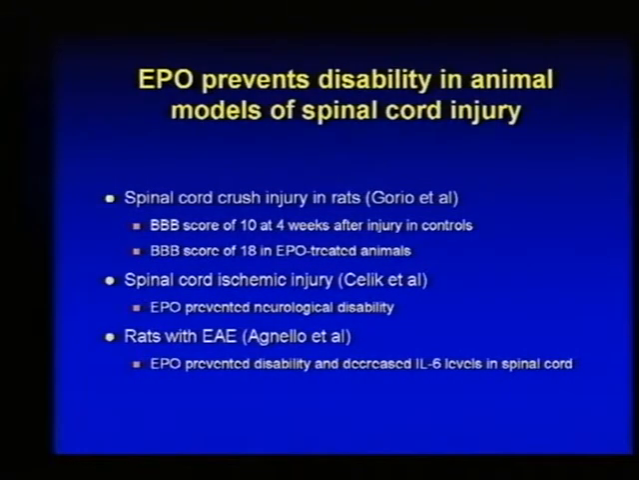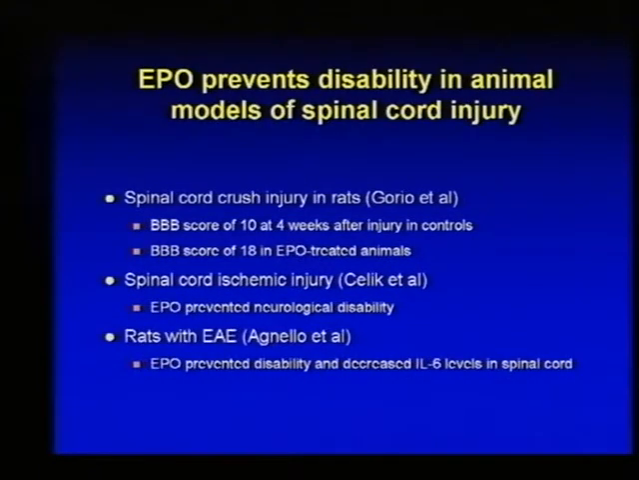And the top number, i.e. a completely normal rat, will have a score of 21, and a completely plegic rat, not able to move, has a score of 0. So a score of 10, that's really disabled. But this group showed that the EPO-treated animals did much, much better. So at 4 weeks they had a score of 18, which was essentially normal. So this difference was dramatic. This is non-ambulatory, this is ambulatory. There's another model, spinal cord ischemic injury. This is essentially similar to a stroke, analogous to a brain infarct.